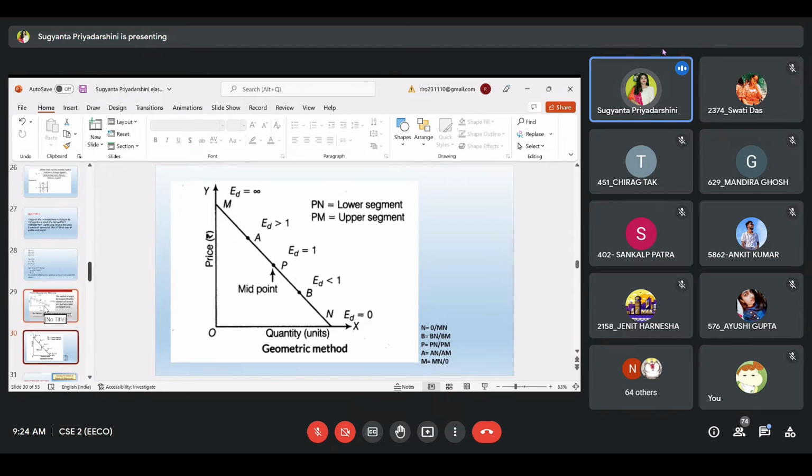So this is what is represented here. In case you forget this, for simplicity, another figure is attached here. At every point the elasticity is mentioned, along with the ratio for every point based on the formula lower segment by upper segment. Is it understood by everyone? Can we move to the next one?